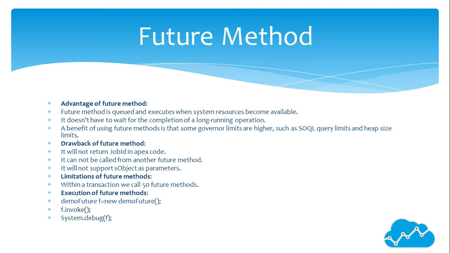Drawbacks of future method: it will not return a job ID in Apex code. It cannot be called from another future method. It will not support sObjects as parameters. Limitations of future method: within a transaction, we can call 50 future methods.